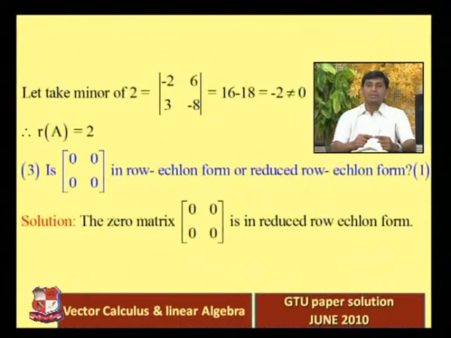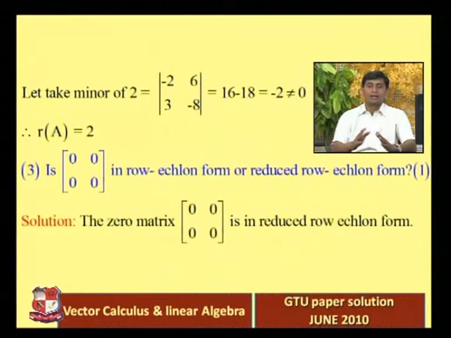If you have a leading entry, below that leading entry all the elements should be 0. Whenever we go from top to bottom, the leading entry goes from left to right, right? If there is any 0 row, it should be at the bottom of the matrix, right?